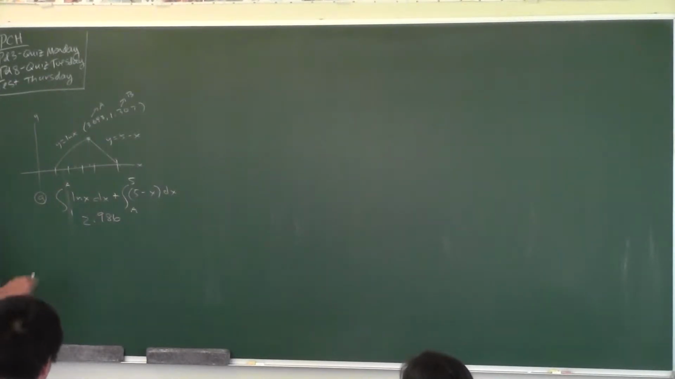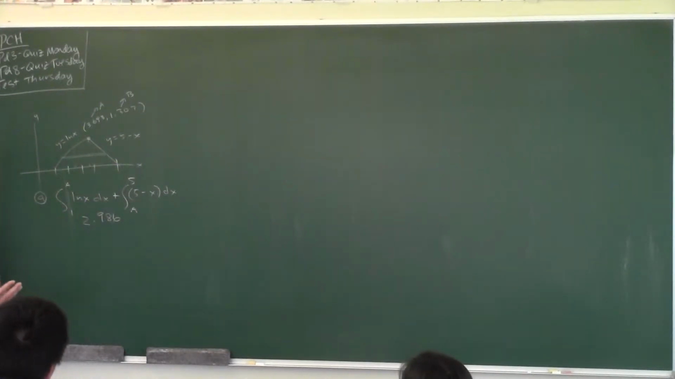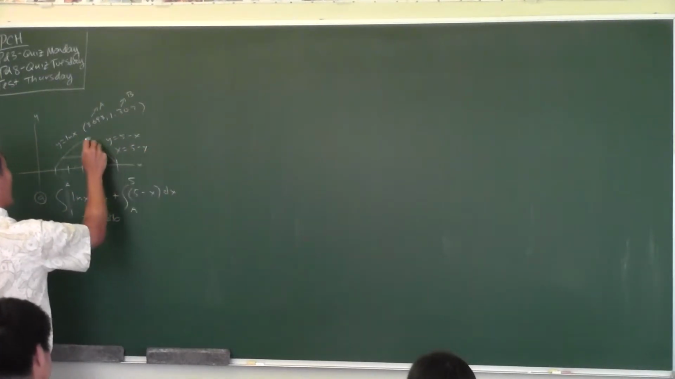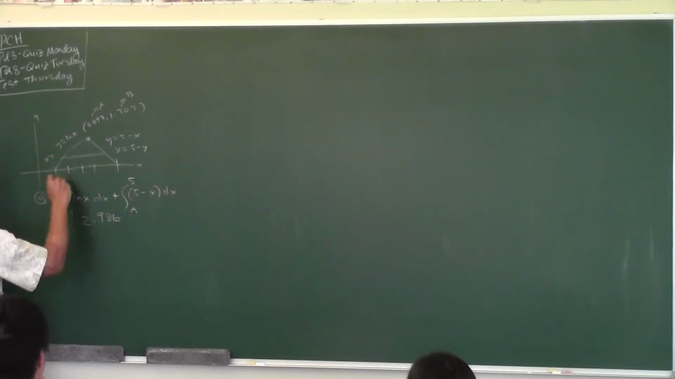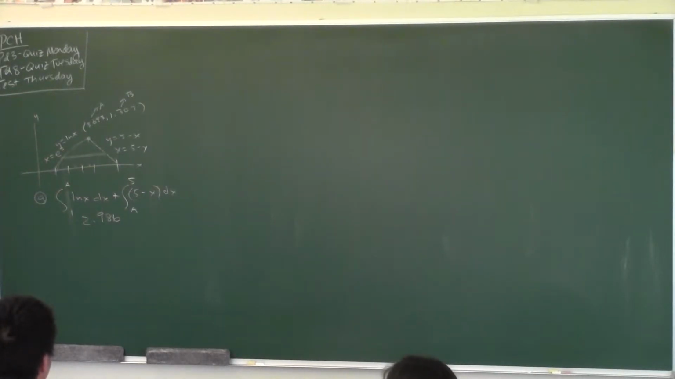Now, a lot of people did horizontal rectangles because then you only have to make one integral, because right minus left stays the same throughout the region. However, if you're going to do right minus left, you have to change the equations to x equals. So this one is going to be x equals 5 minus y, and this one would be x equals e to the y, because you take e of both sides.